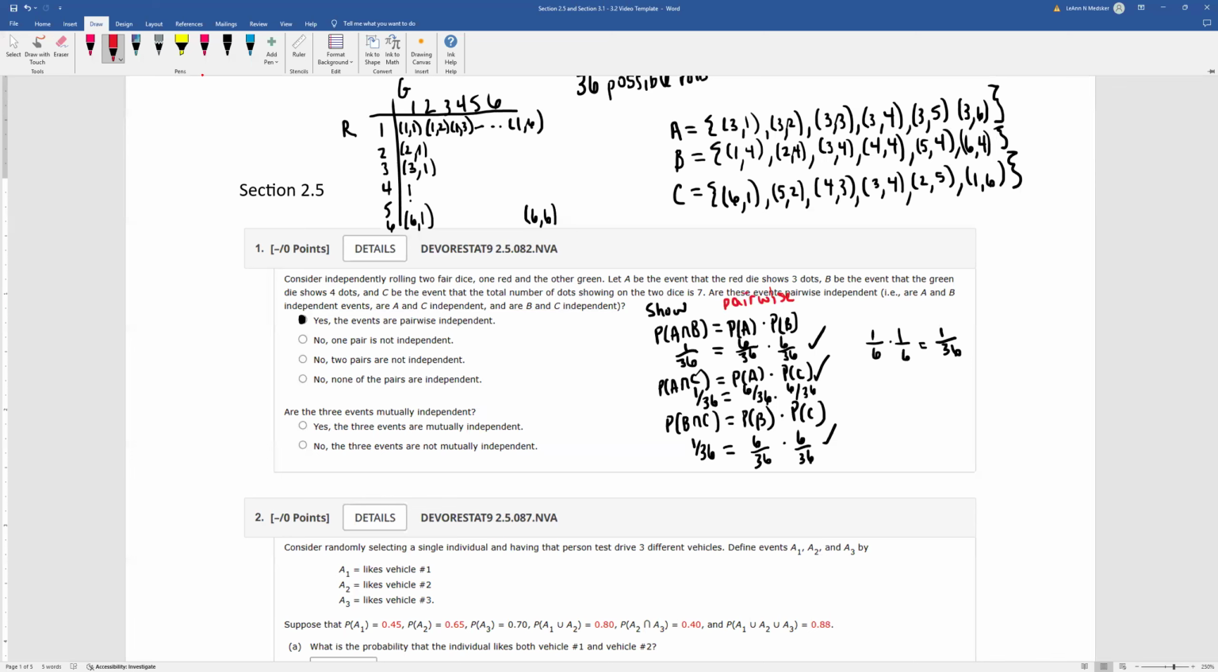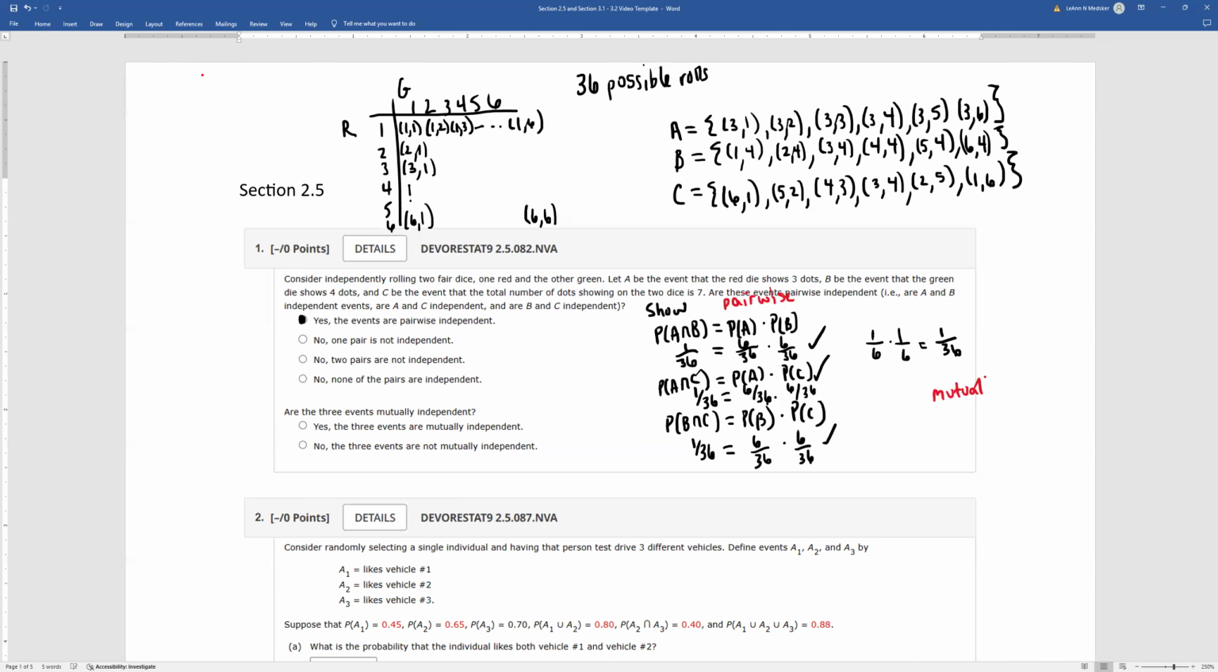So for mutually independent, we need to prove that the probability of the intersection of all three of them is equal to the probability of each of the three individual ones multiplied together. If we can't prove that, then we can't say that it's mutually independent for all three events. If you noticed, there was only one item that they all had in common with each other, and it ended up being that element 3, 4.